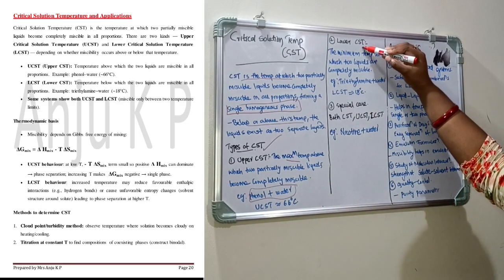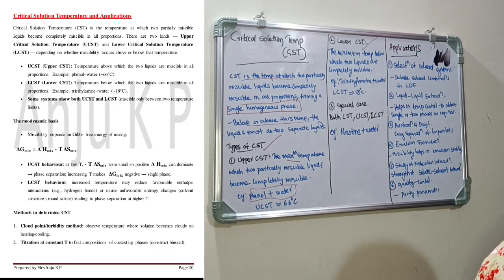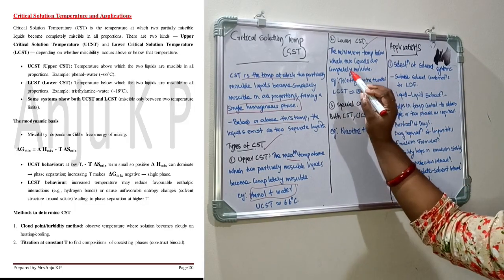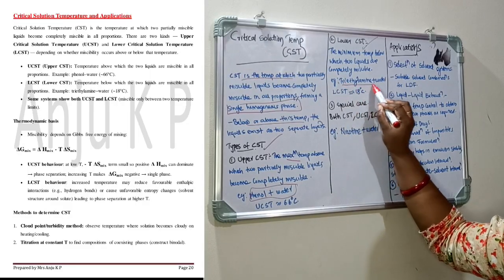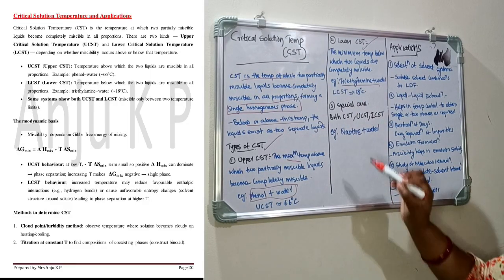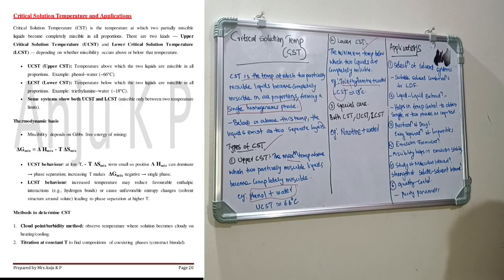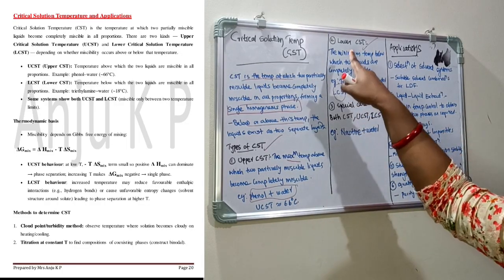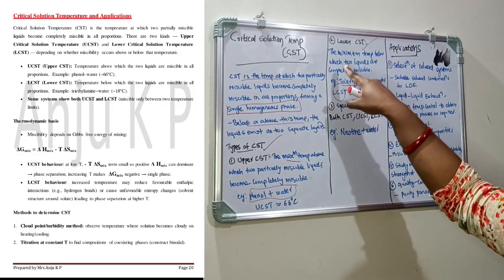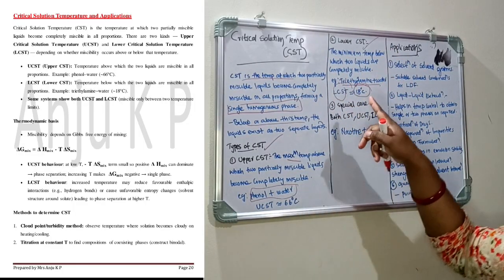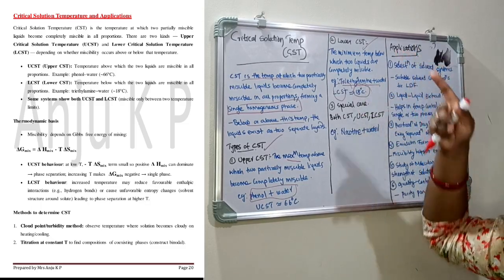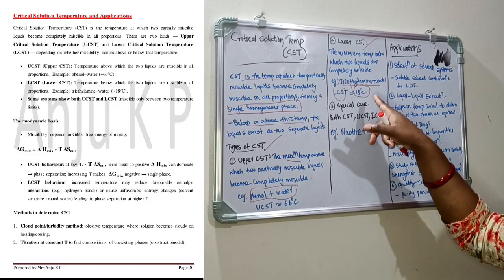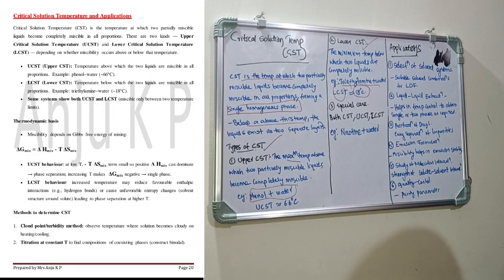Now comes the lower CST. Lower CST means the minimum temperature below which two liquids are completely miscible. The example is triethanolamine and water. The lower CST of triethanolamine and water is about 18 degrees Celsius. So lower CST is the minimum temperature below which two liquids are miscible. We can remember that above this temperature, it will show two separate layers.